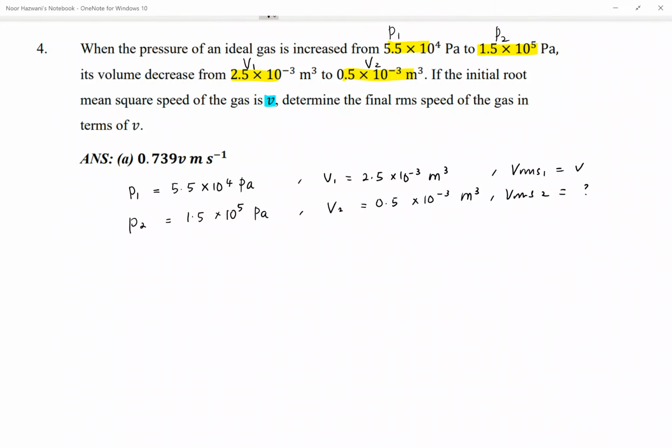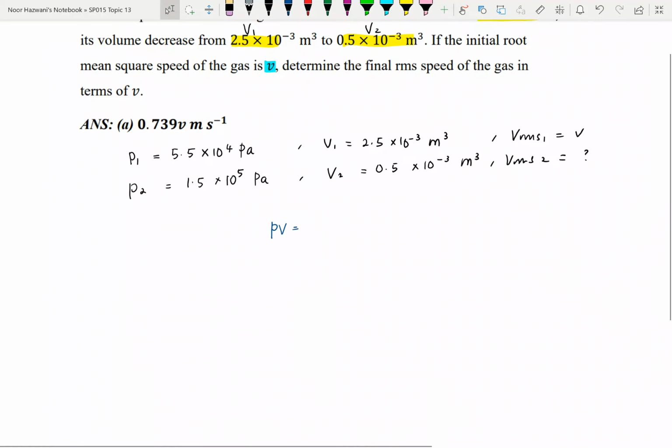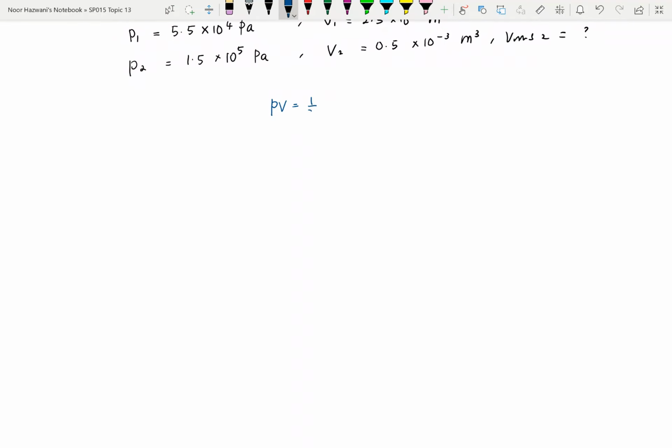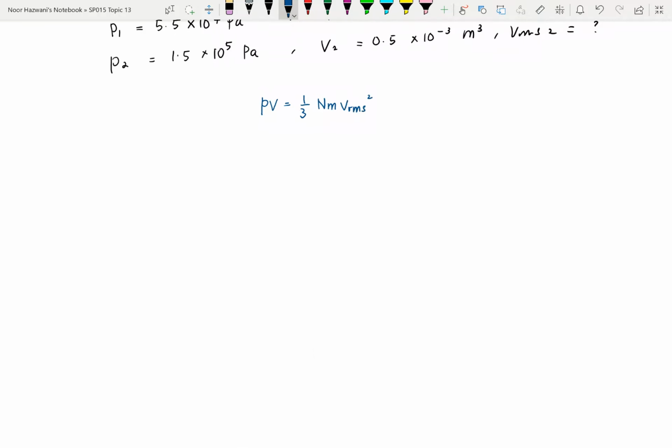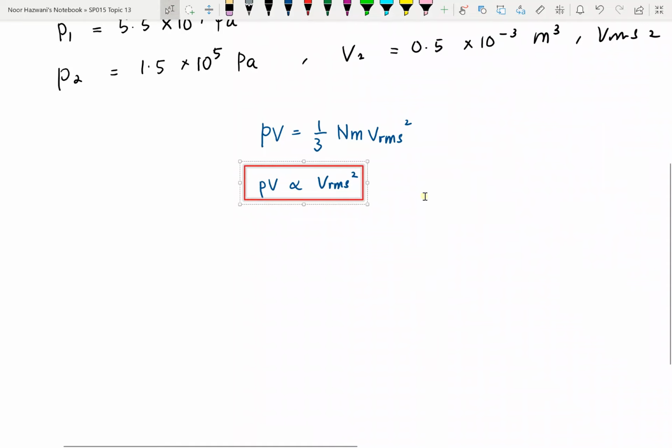Okay, so sebelum tu kita kena cari dulu relationship antara P, V dan juga VRMS. Okay, so kalau you refer balik you punya lecture notes, kita ada satu equation which is PV equals to 1/3 number of moles darab dengan mass dan kita darabkan dengan VRMS squared. So, daripada equation ni, we know that PV is directly proportional to VRMS squared. So, bila kita dah tahu relationship, then you could make up your own equation. Senang lah, tak ada hal.